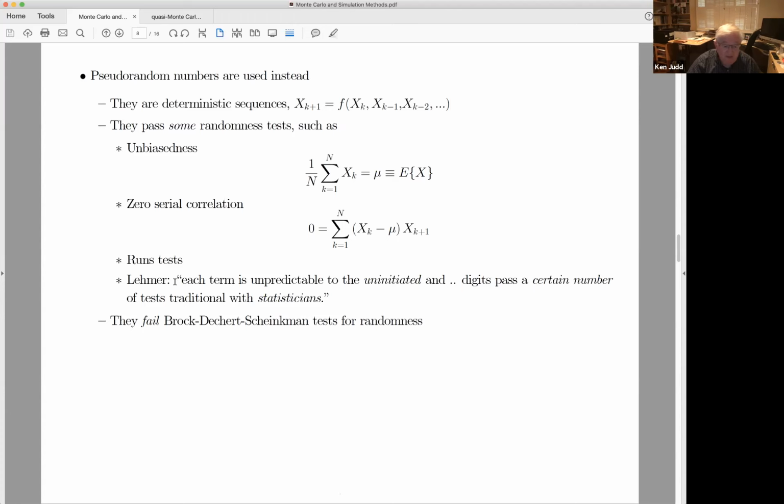Now, a statistician named Lehmer said that a pseudo-random number is such where each term is unpredictable to the uninitiated mind, and digits pass a certain number of tests traditional with statisticians. By the way, Brock, Dechert, and Scheinkman in their work in the early 80s on chaotic sequences came up with tests for randomness. And these fail the tests for randomness. But that doesn't matter.